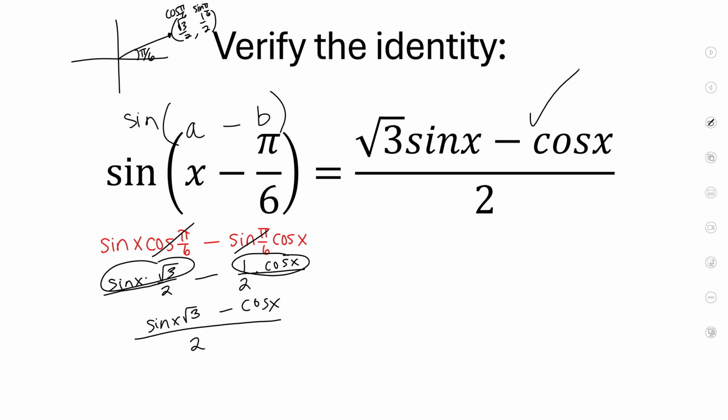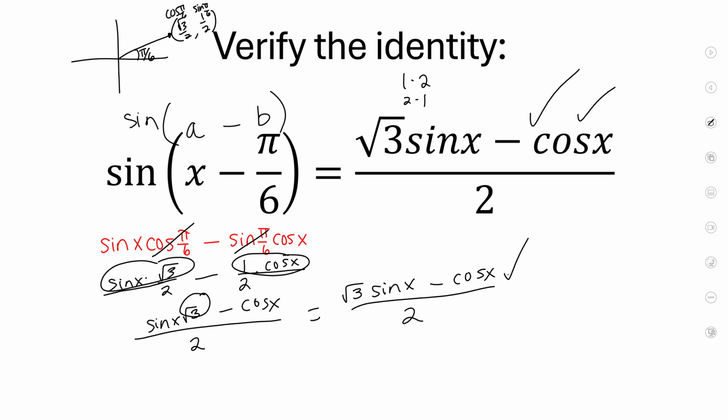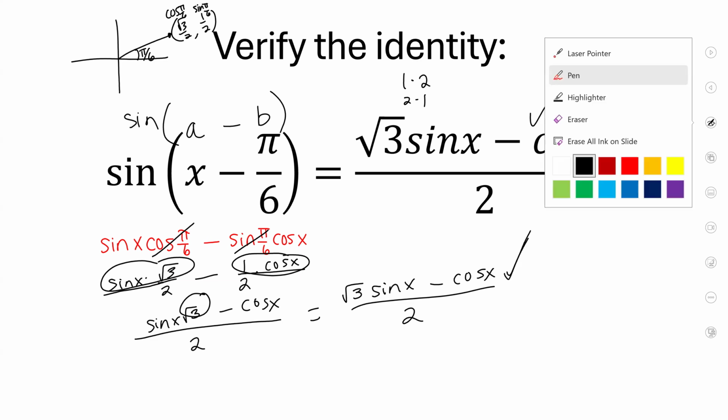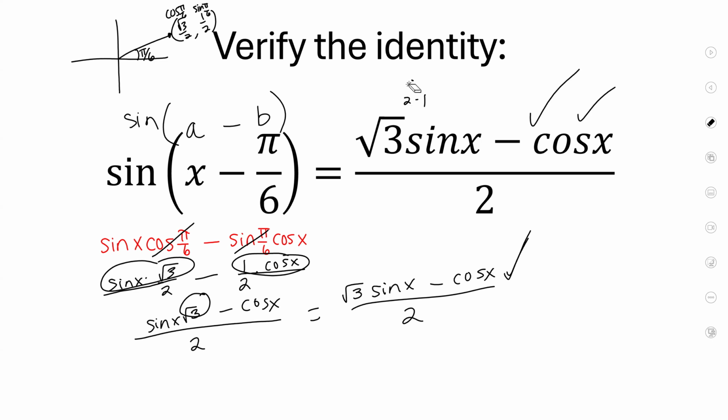With multiplication, it doesn't matter if you say 1 times 2 or 2 times 1. So I can put the square root of 3 first. It means the same thing as this. So I'll just reverse it so it looks identical. There we go. So this matches this. So that is how we verified using the different identities that we've learned.